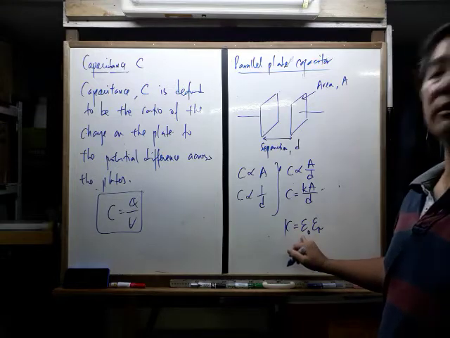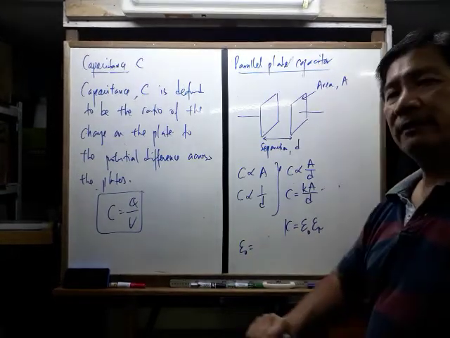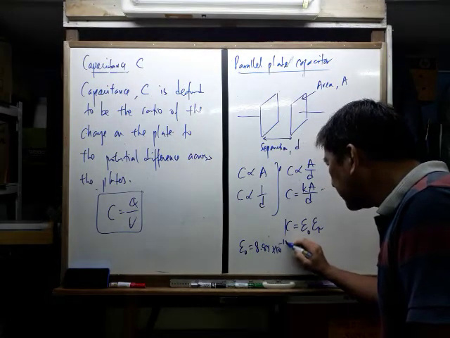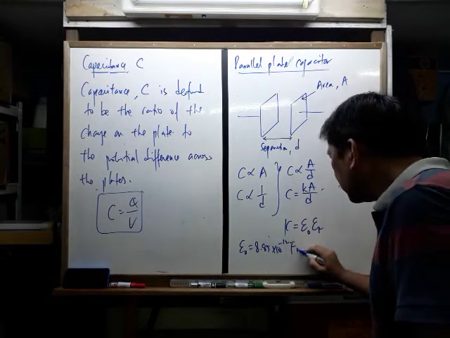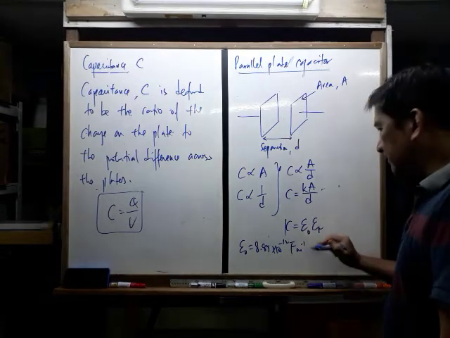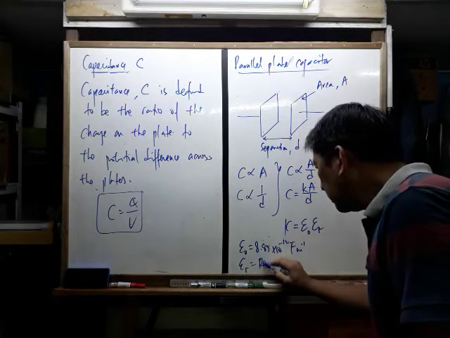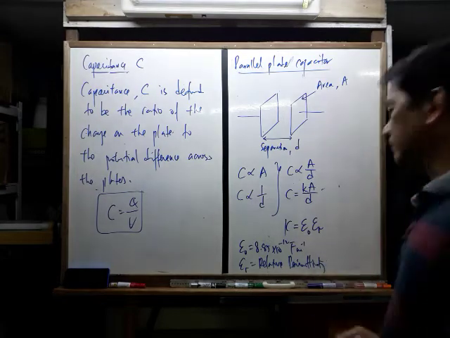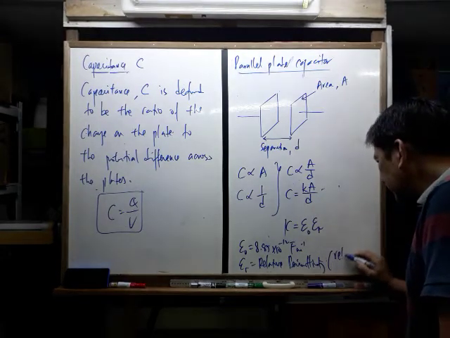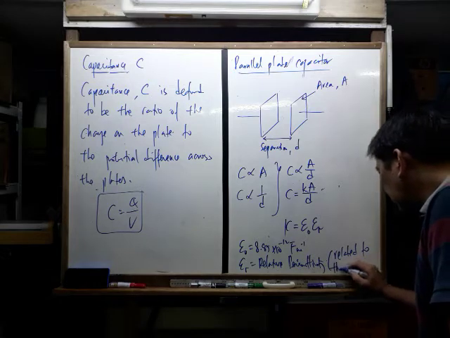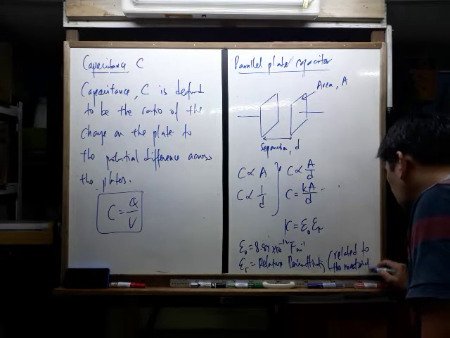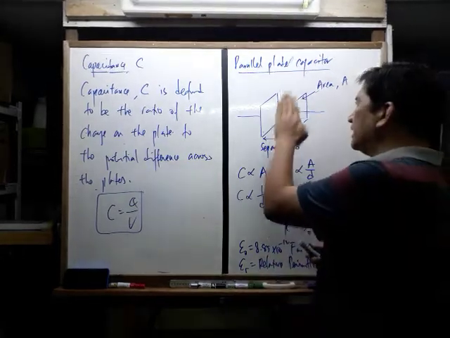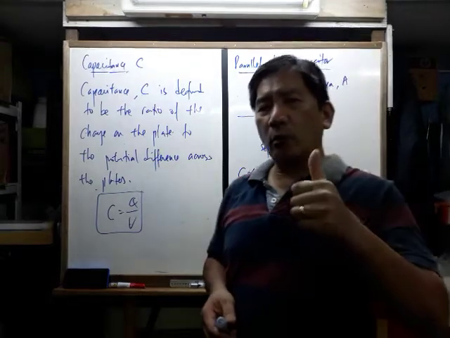So you already know the epsilon naught. This one is the permittivity of vacuum from when we studied electrostatic force. This one is 8.85 times 10 to the power negative 12, and the unit is farad per meter. And then this one here is called the relative permittivity. Okay, this one is related to the material used.